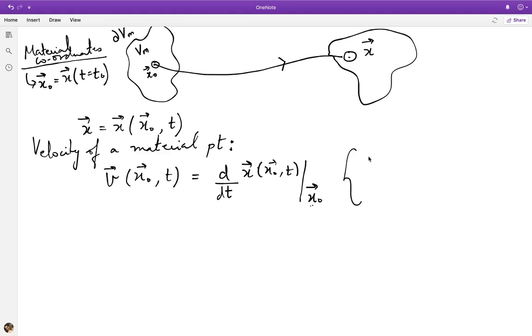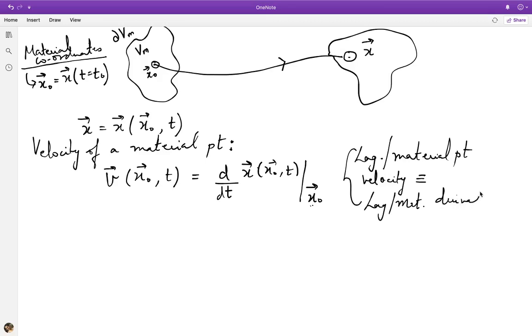So in words, I would say that the Lagrangian or material point velocity is defined as the Lagrangian or material derivative of the spatial position.